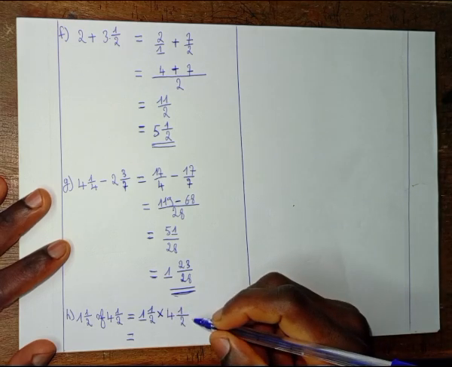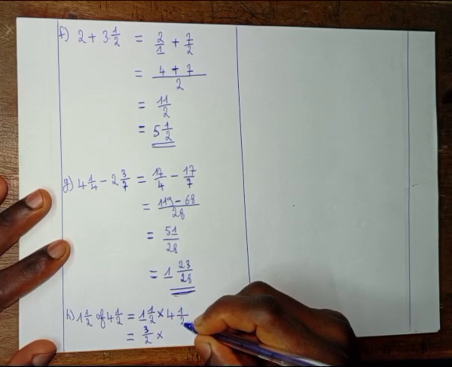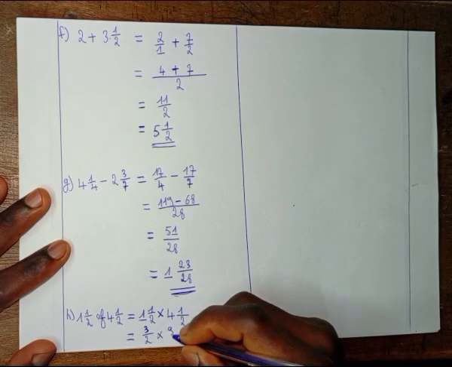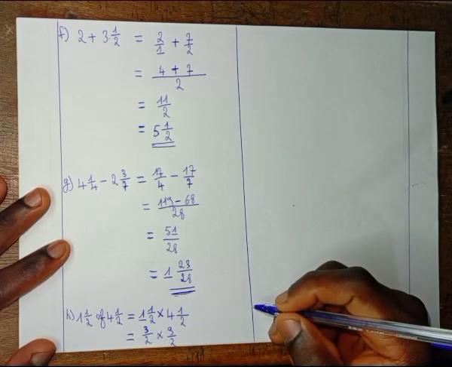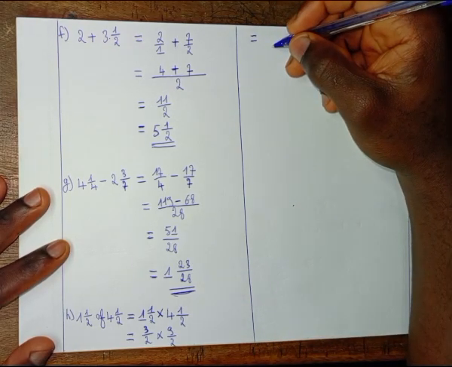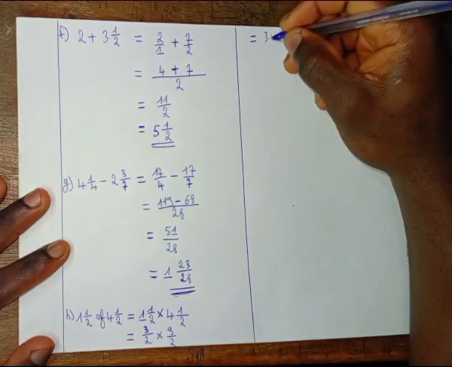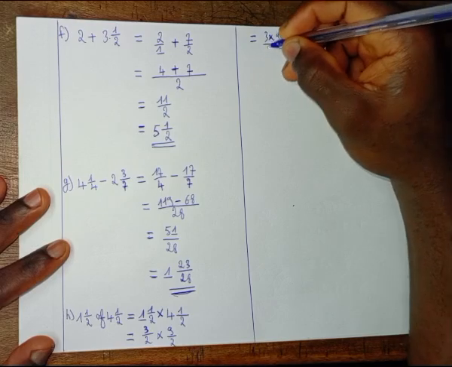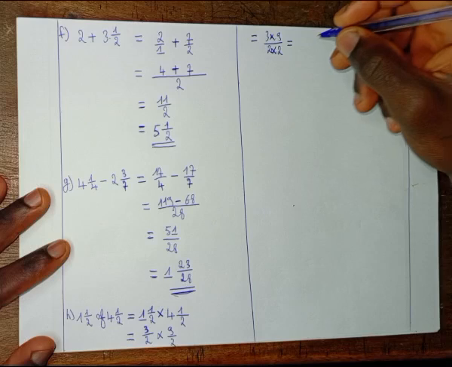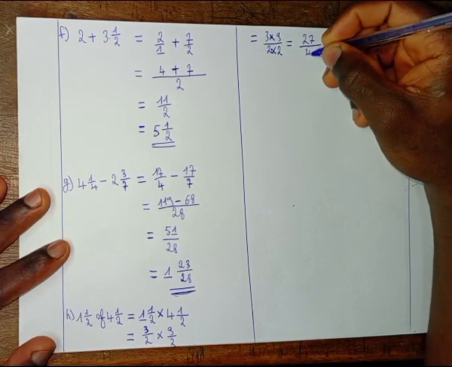2 times 1 remains 2 plus 1, 3. So this will give us 3 over 2 times 2 times 4 gives us 8, 8 plus 1 gives us 9 over 2. Next, we multiply the numerators and we multiply the denominators because we cannot perform any simplification here. This will give us 3 times 9 at the numerator all over 2 times 2 at the denominator. 3 times 9 gives us 27 all over 2 times 2, which gives us 4.